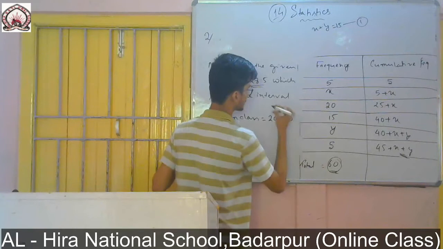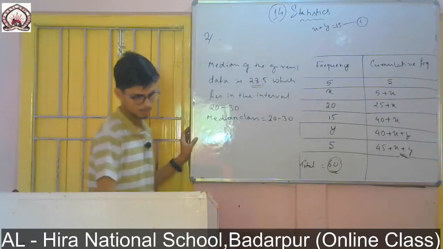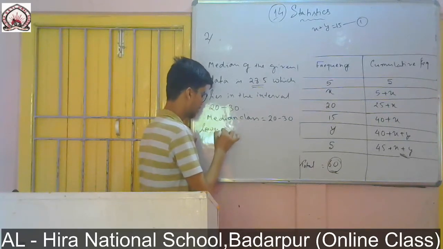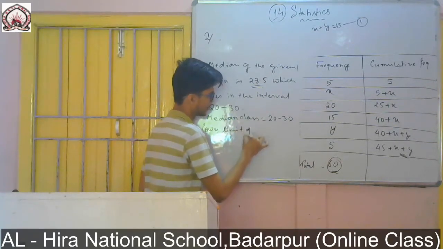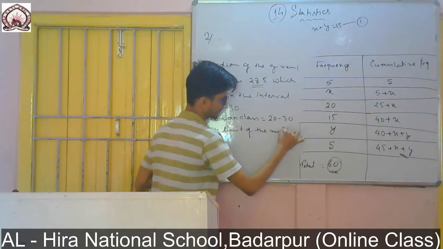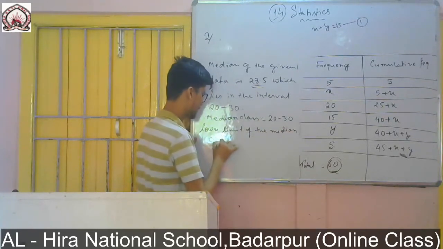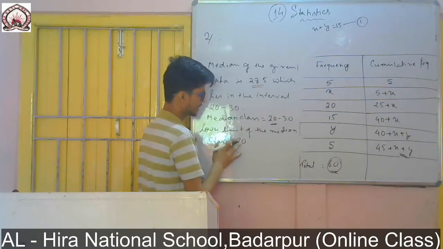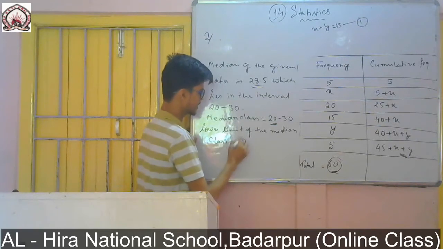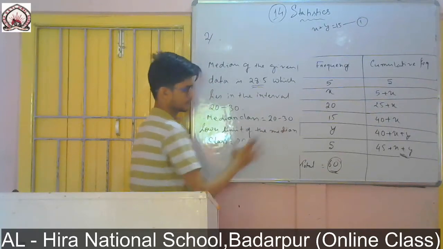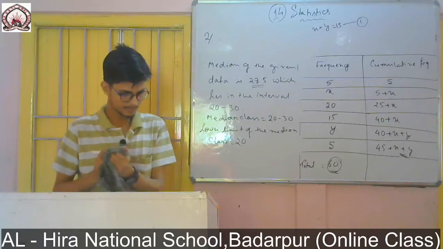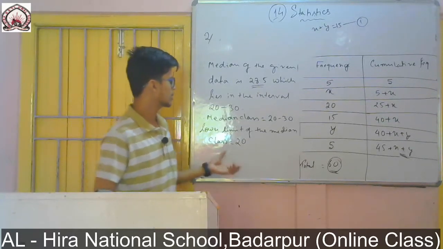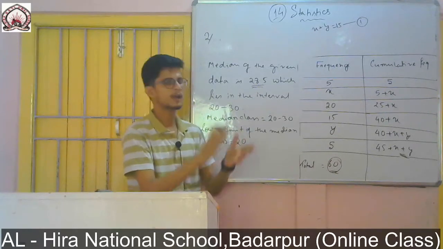20 to 30 is the median class, and the lower limit, that is L, let me write it: lower limit of the median class is equal to 20. Why am I finding this? Because I will use the formula of the median.